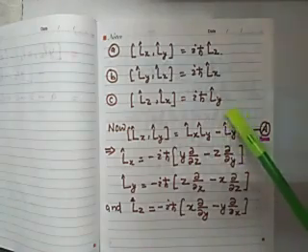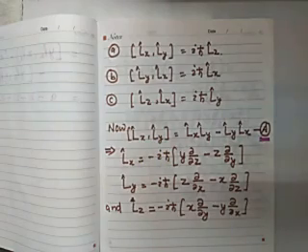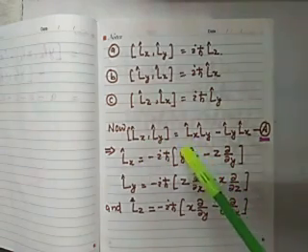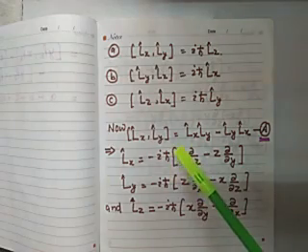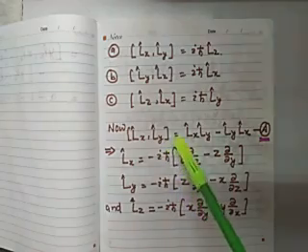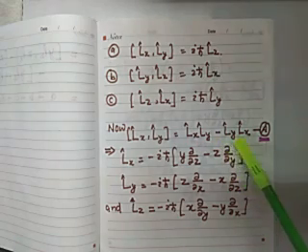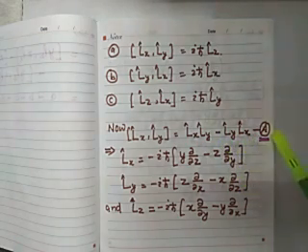Now we prove the first relation, that is, we obtain the value of the commutator of Lx and Ly. As we define by definition, the commutator of Lx and Ly is equal to Lx into Ly minus Ly into Lx. Make it relation number A.